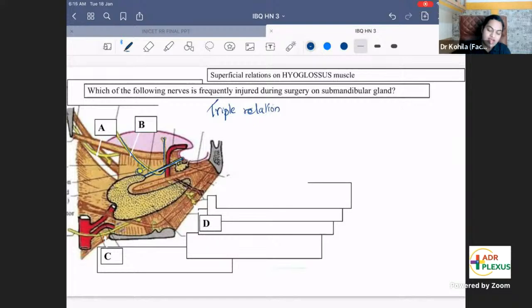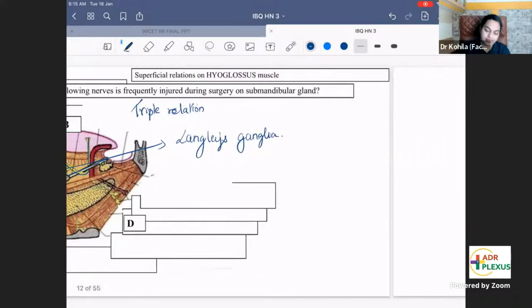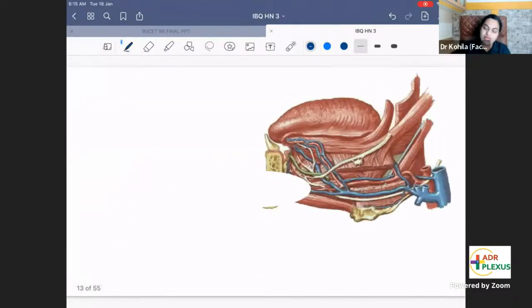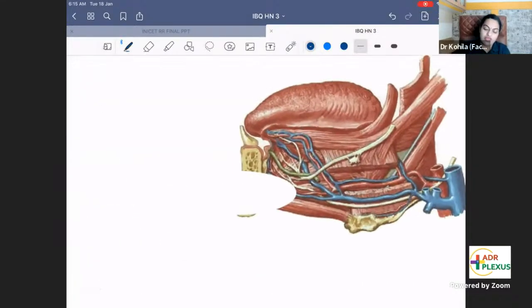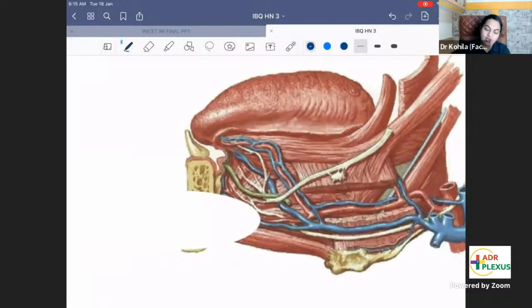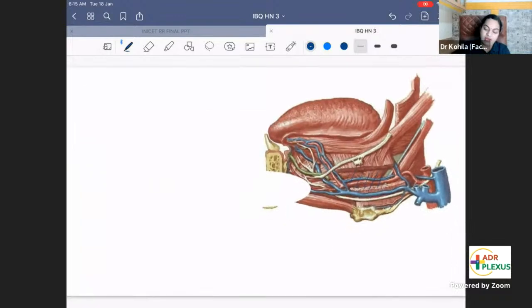Any idea what's the other name for submandibular ganglia? It is also called the Langley's ganglia. Okay, this is just for interest's sake. So there's a similar picture, but what do you see here? The hyoglossus muscle has been removed. Why? To show you the second part of lingual artery.